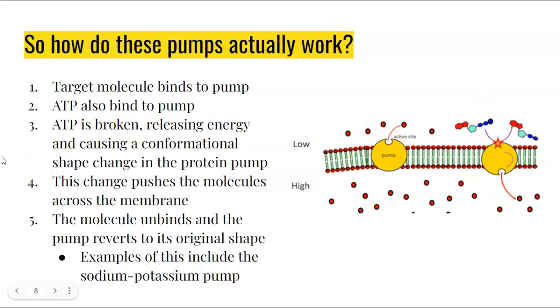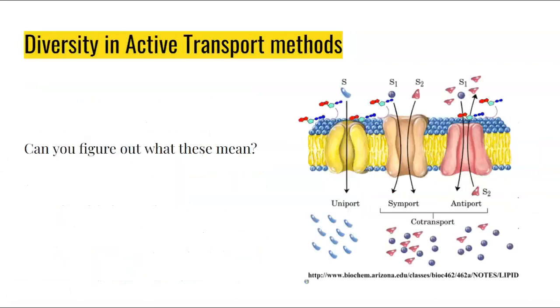You have this in your body. An example of this is a sodium-potassium pump. We're going to talk a lot about the sodium-potassium pump, but that's just a really good example to get you started here. There are different types of active transport methods. I'm sure just looking at this picture, you can figure out what these different types of proteins do.